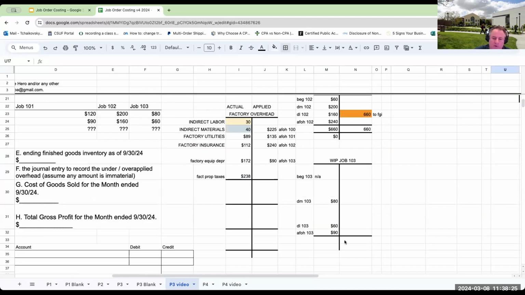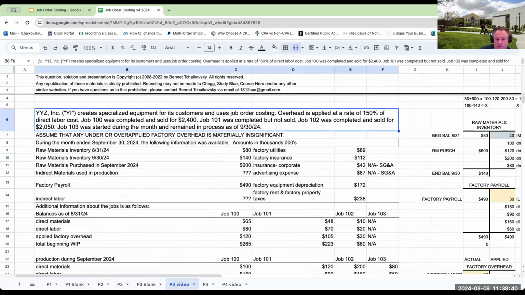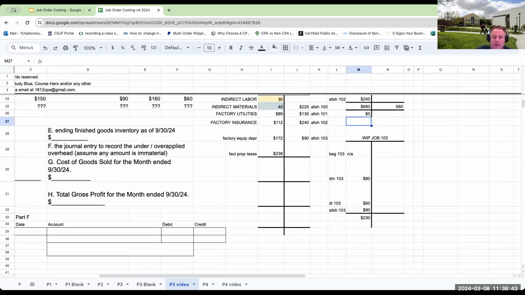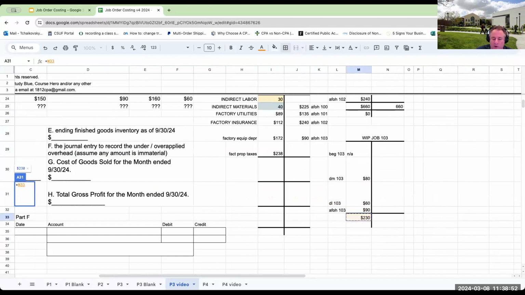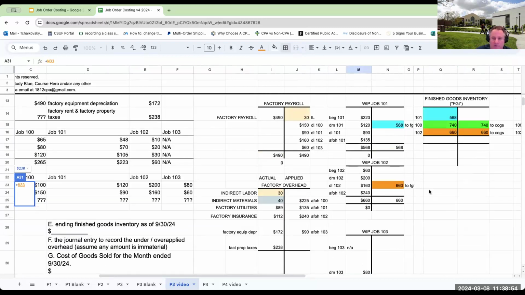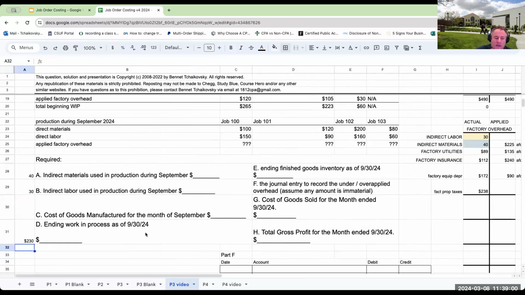So let's come over here, job 103. My job 103 beginning balance was zero, had direct materials of 80, direct labor of 103, applied factory overhead of 90. And if we see over here, job 103 was started during the month and remained in process. So I'm going to go ahead and leave this in WIP. Now that gets me to one of my questions. What is the ending work in process as of 9/30/24? Well, everything else was moved away. So all these WIP balances are zero. So the only work in process balance I have is for job 103, at 230.